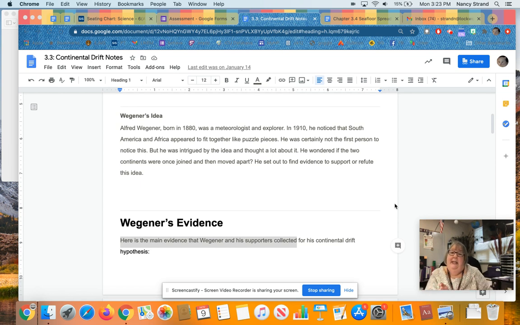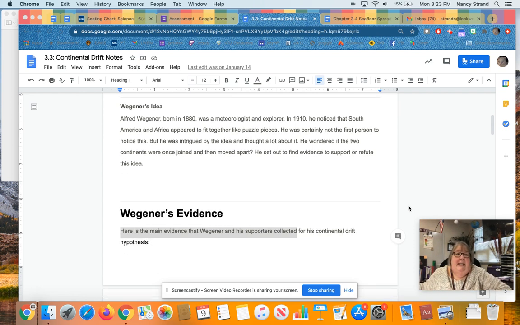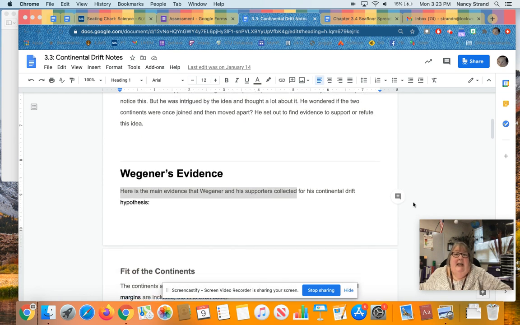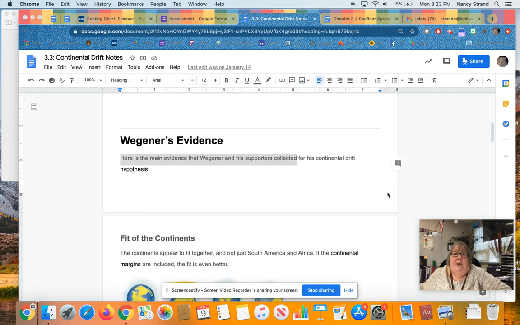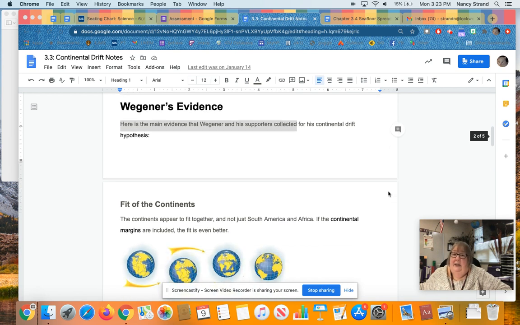And when you're doing scientific method, kids, you have to do for your argument and against your argument. So you have to find evidence for and evidence to refute or go against what you're thinking. Wegener's evidence. Here is the main evidence that Wegener and his supporters collected for his continental drift hypothesis. And kids, there are six of these pieces of evidence.